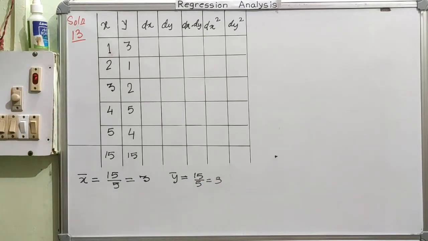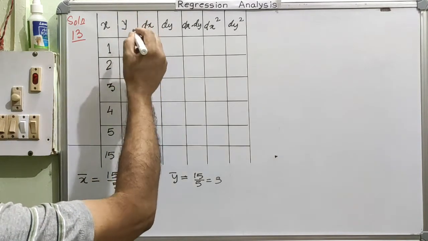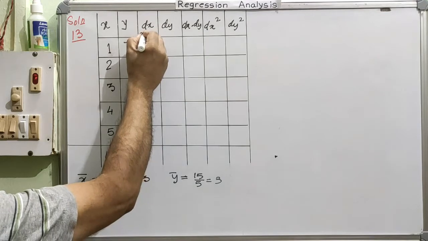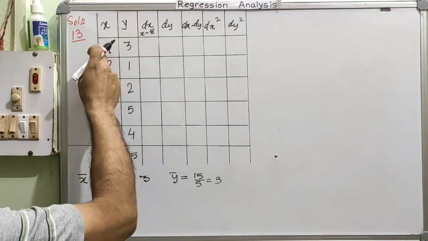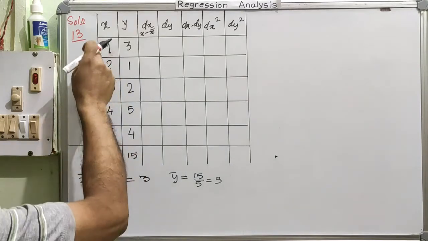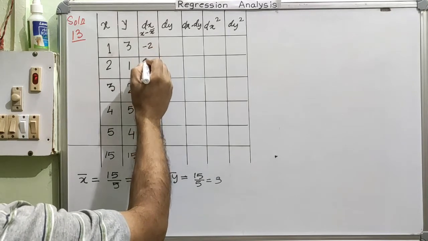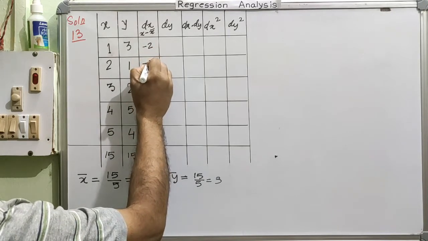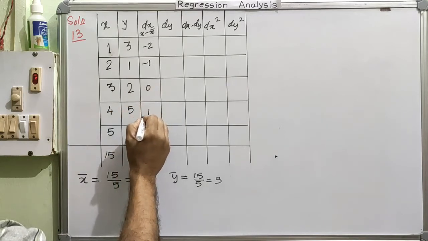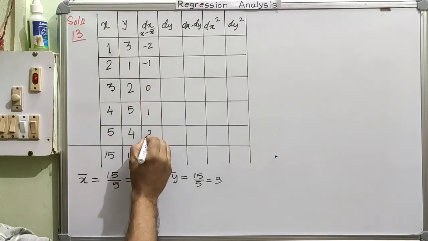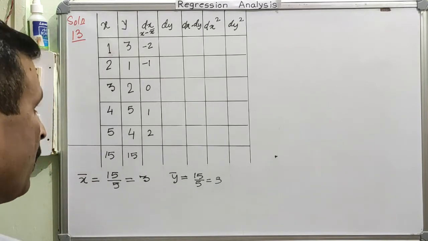Is this alright? Now we have to find the value of dx. This dx is actually what? It is x minus x mean. Please remember, x minus x mean. That means this minus your mean. So 1 minus 3 is negative 2. Am I clear? 2 minus 3 is negative 1. 3 minus 3 is 0. 4 minus 3 is 1. 5 minus 3 is 2. Am I well understood? So this is how we will calculate.